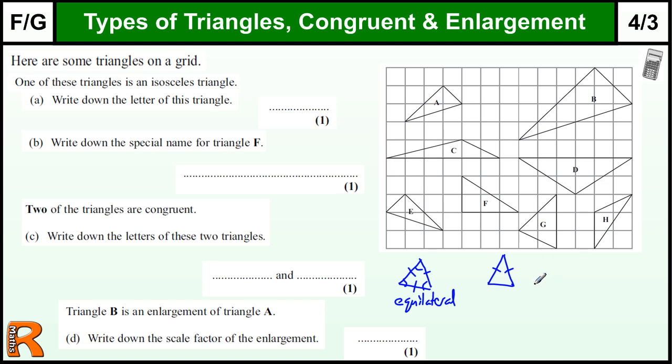The slight variation on that is quite a flat isosceles triangle where you have an obtuse angle. This is an acute angled isosceles, this is an obtuse angled. And the third type of triangle is just one where all the sides are different. So all the lengths are different, and that's called a scalene. Let's just write those down. Isosceles and scalene.